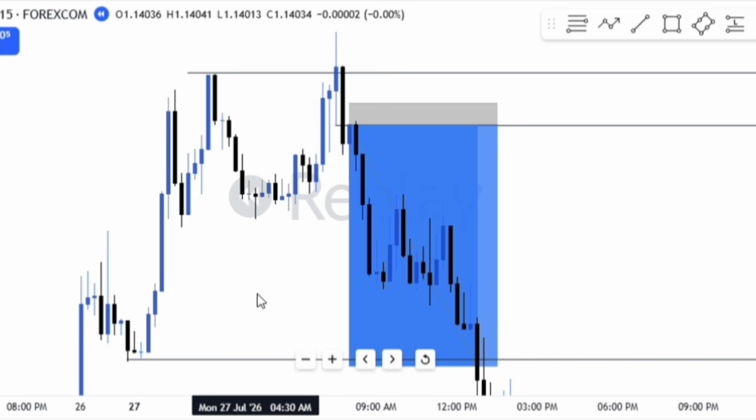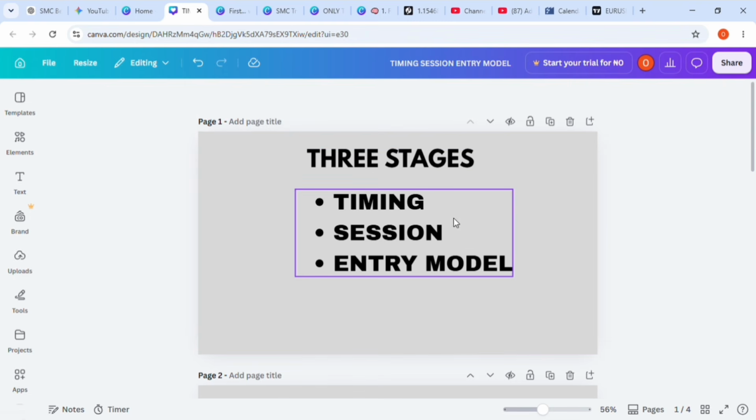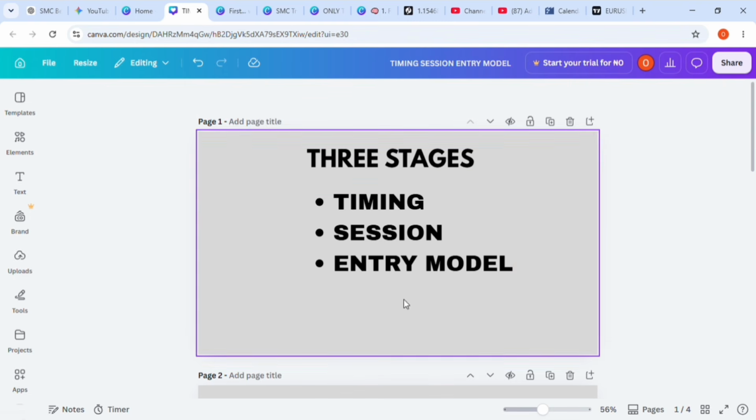Now, this is called the liquidity sweep strategy. In this video, I'm going to show you how to use it to catch sweet entries in this forthcoming week. This strategy is made up of only three stages. Yes, three stages. And the three stages are the timing, the section, and the entry.